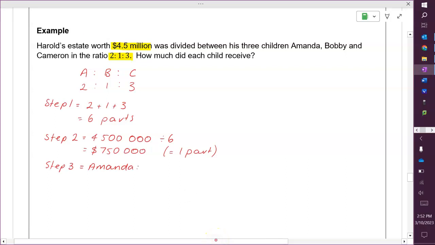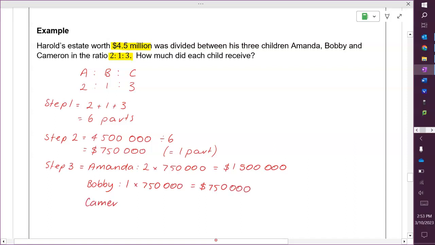This is the way I'm going to do it. So for Amanda, she gets 2 parts. So it's going to be 2 times $750,000, which means she's getting 1,500,000 or 1.5 million. For Bobby, he gets 1 part, so 1 times $750,000, which means he's getting $750,000. And for Cameron, must be the favourite child, he gets 3 parts, so 3 times $750,000 means he's getting $2,250,000 or 2.25 million.